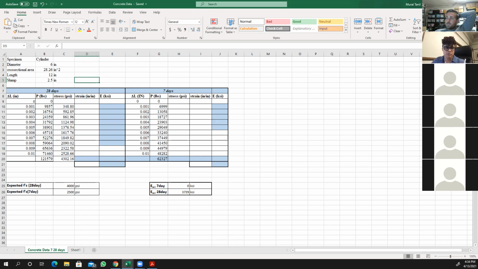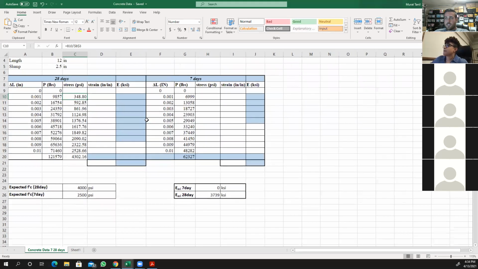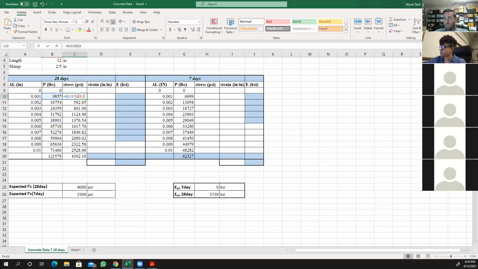Can you click on that first cell that you did, just so I can see the equation? Zoom in. I forgot to put the dollar sign. Once you put the dollar sign, it locks this cell so the cell doesn't change. The only variable changing in this equation is the load column. With that being said, we got the stress column.